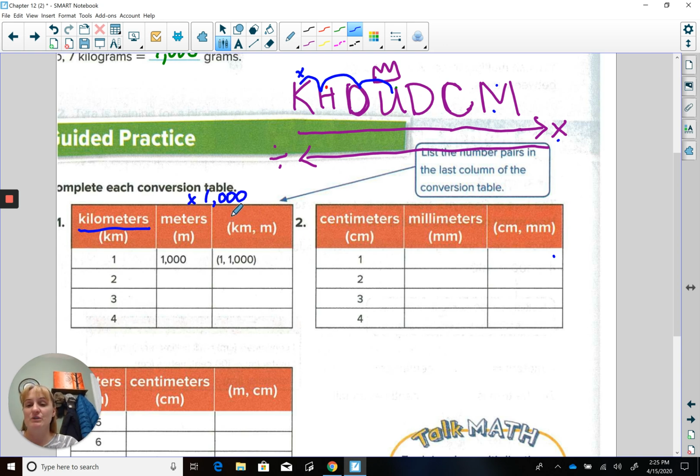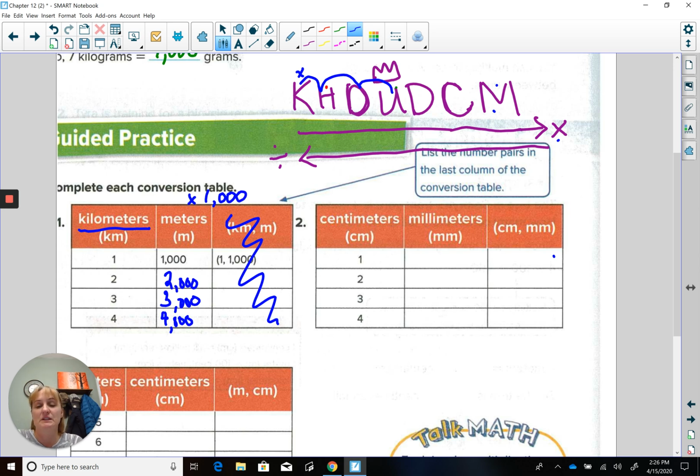We're not going to worry so much about these over here. That'll be something you get into more when you're doing graphing, and since we're not graphing, we're not going to worry about that. So we're going to take 2 times 1,000, and we get 2,000. Our next one, 3 times 1,000, and you got it, 3,000. Then we're going to take 4 times 1,000, and we get 4,000. There we go. So then we filled in that chart.